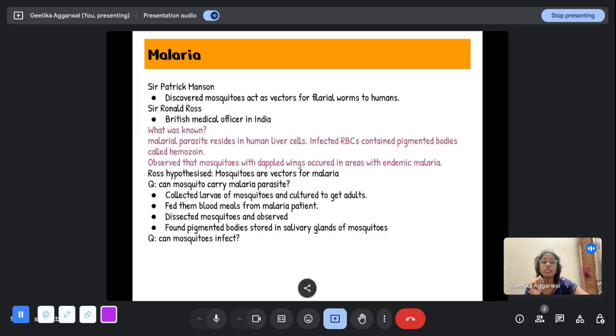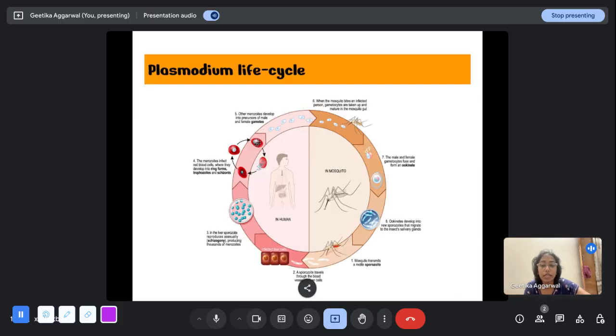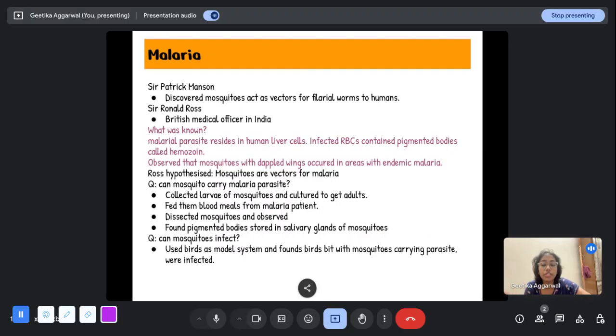Now, the next question was, okay, so malaria is being carried by mosquitoes, but can mosquitoes infect other organisms? So for this, he used birds as a model system, and he did find that birds that were bitten by mosquitoes carrying the parasite actually got infected by malaria. So the mosquito is capable of infecting. After this, it was Giovanni Bassetti.